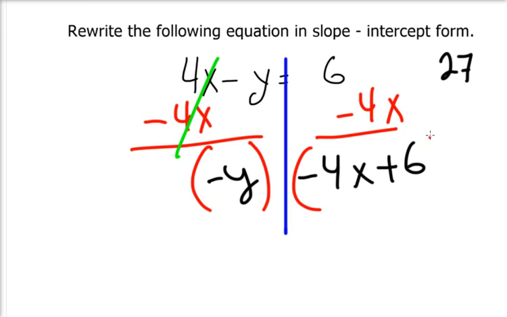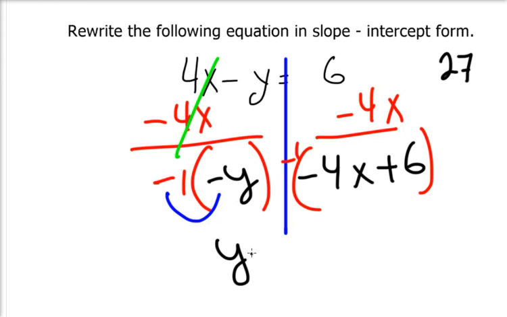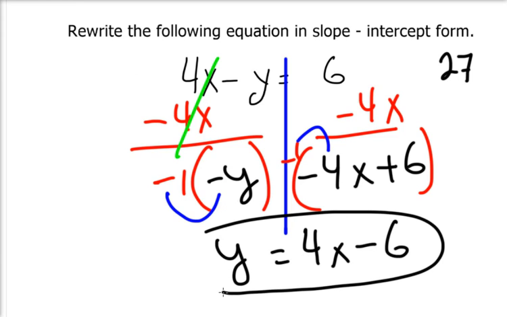So I'm going to multiply both sides by a negative -1. -1 means we're going to do the opposite. So the opposite of -y is positive y. Here we're going to multiply -1 by each of those terms. So -1 times -4x means it's the opposite of -4x, which is positive 4x, and -1 times 6 is going to be -6. And that's it. This is the answer for number 27.